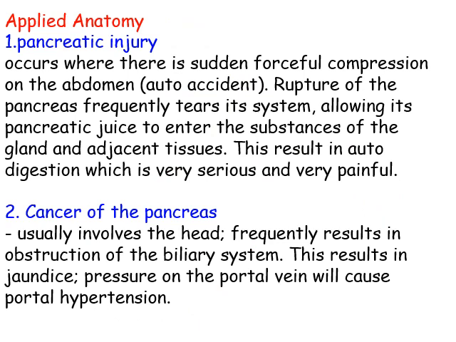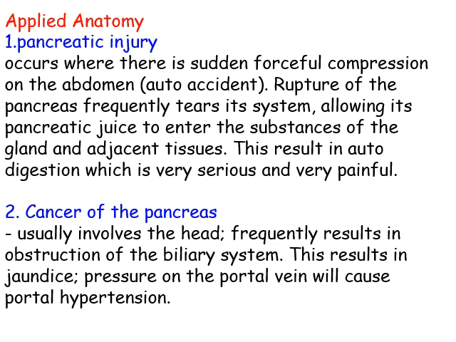Applied anatomy. Number one, pancreatic injury. So this is an auto accident because of the forceful compression on the abdomen. So sometimes the pancreas ruptures. When the pancreas ruptures, pancreatic juice comes out. So this pancreatic juice enters the substance of the gland and adjacent tissue, resulting in autodigestion. It's very serious and very painful.